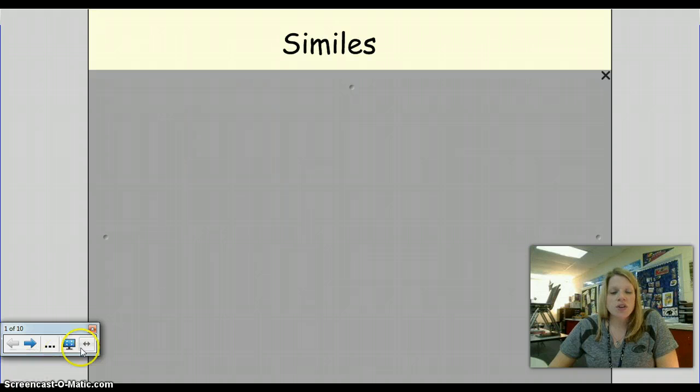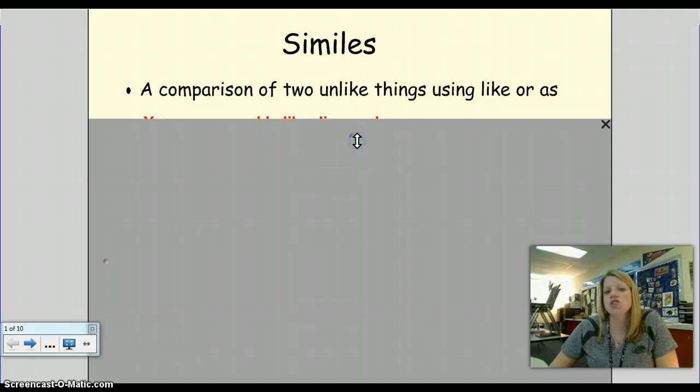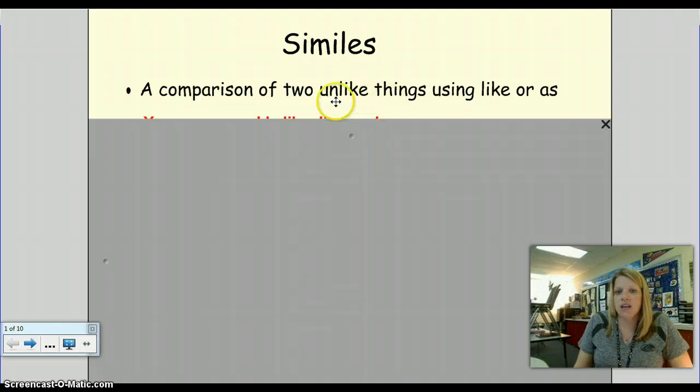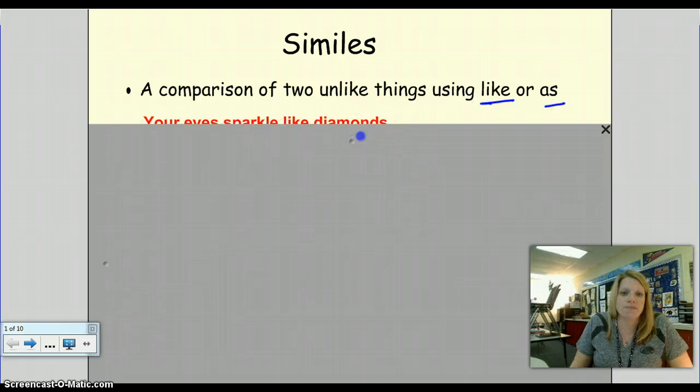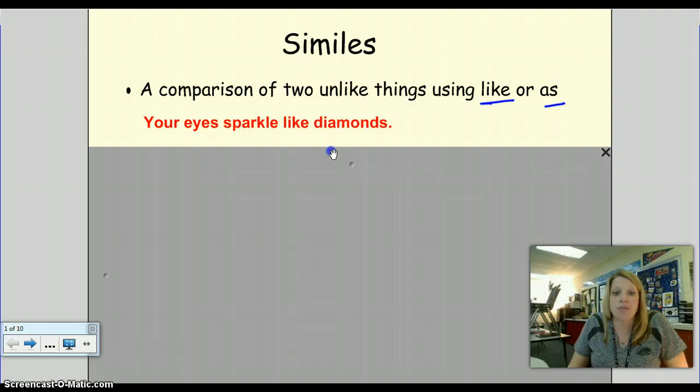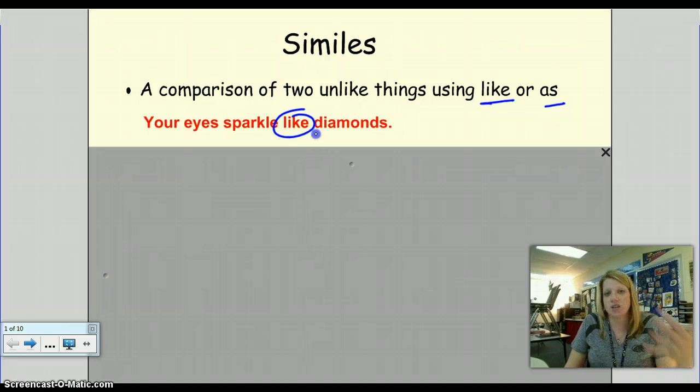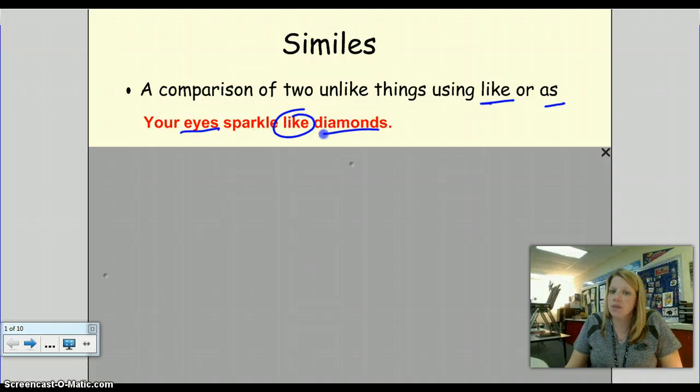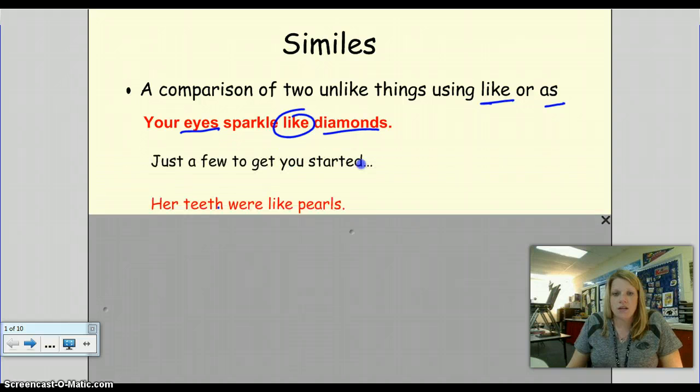Okay, so our first term is a simile, so this should be a review. A simile is a comparison of two unlike things using like or as. Your eyes sparkle like diamonds. In order to figure out a simile, it's got to have the word like in there between the comparison, and then you have to ask yourself what is actually being compared, and that's going to be eyes to diamonds.